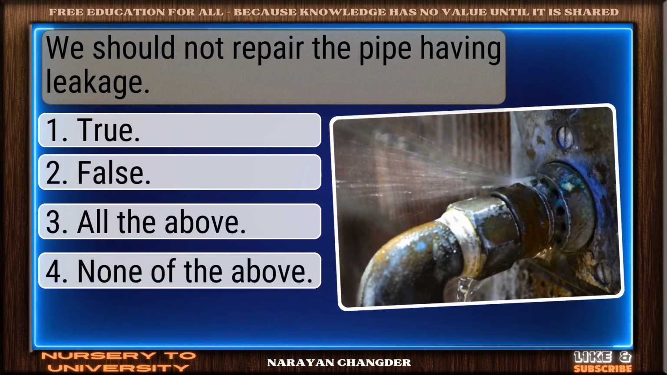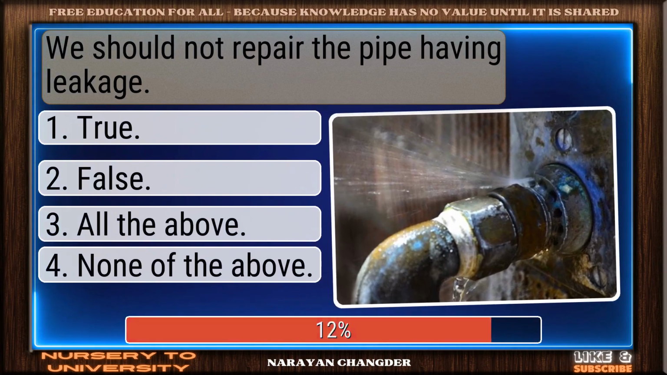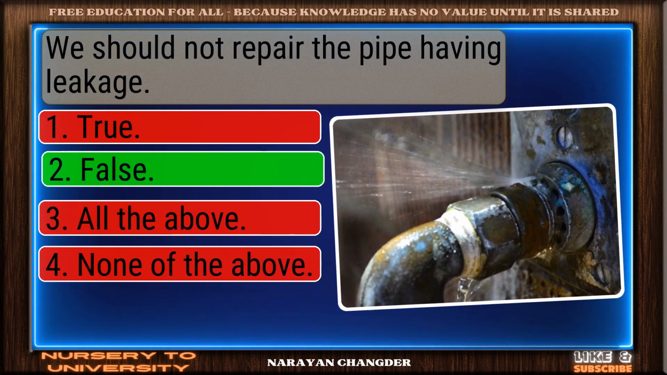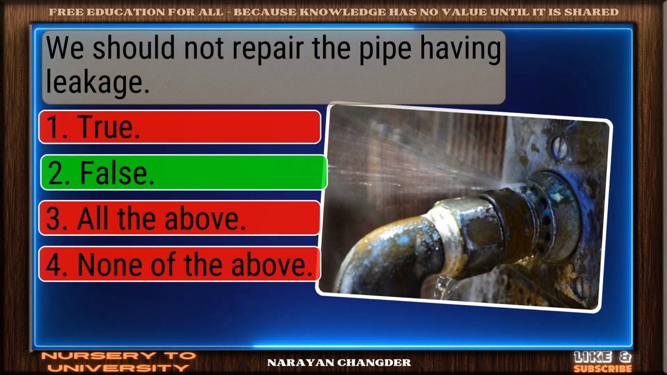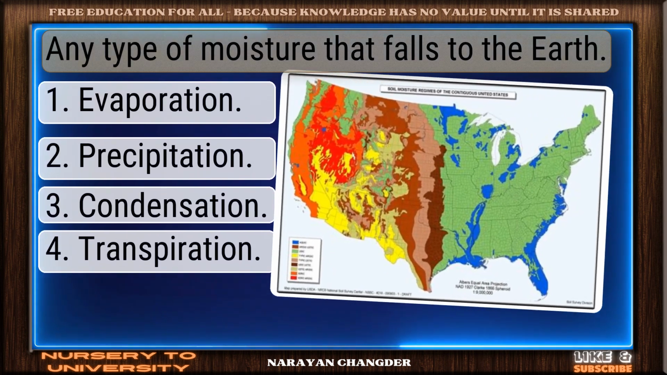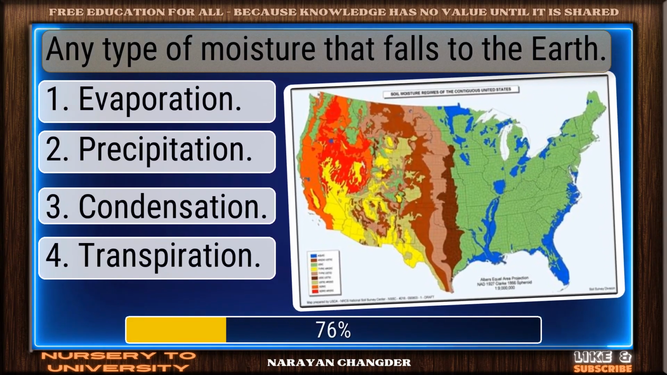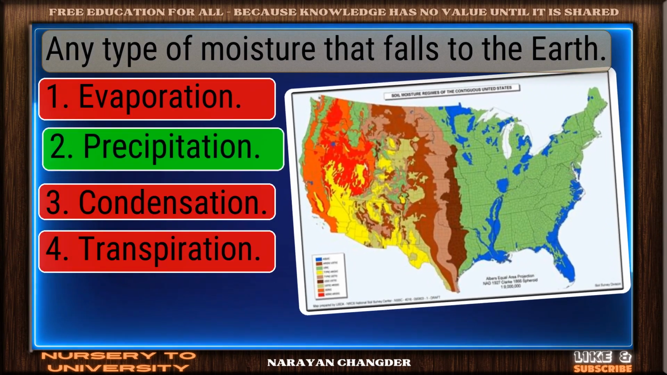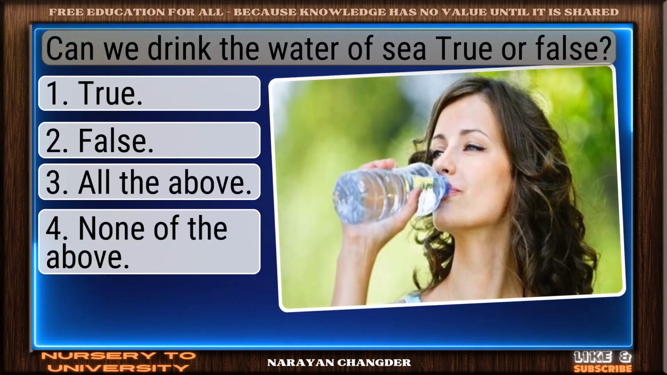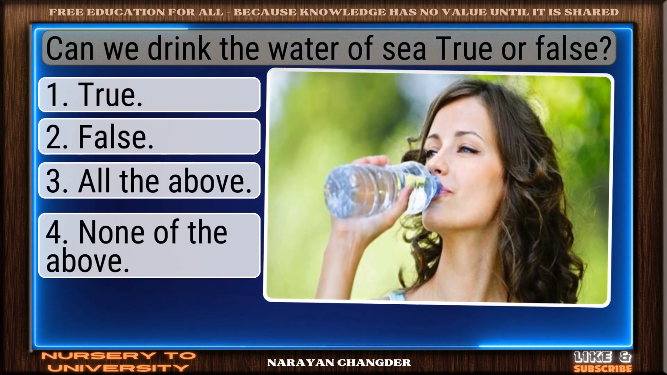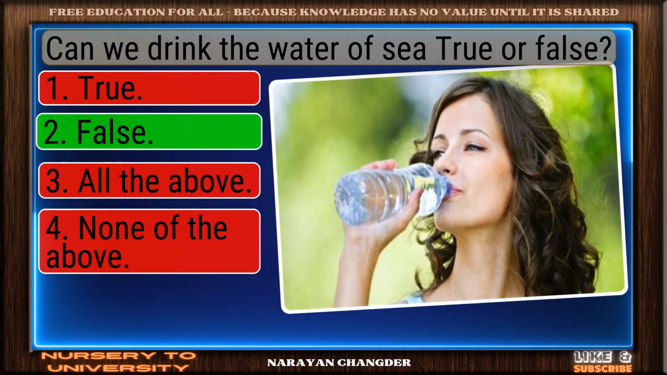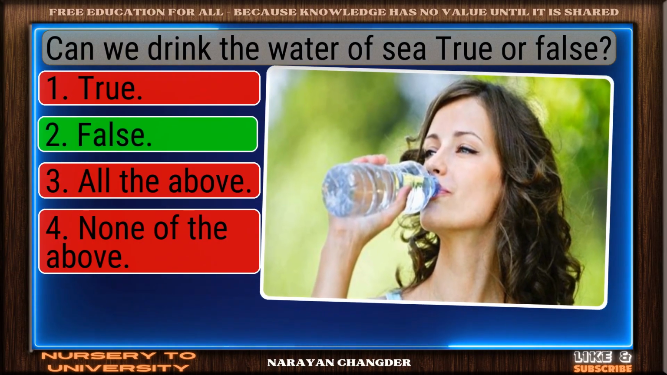We should not repair the pipe having leakage. You got it. Your choice, false, is right. Any type of moisture that falls to the earth. Strong choice. Precipitation is the right answer. Can we drink the water of sea? True or false? Valid point. False is true.